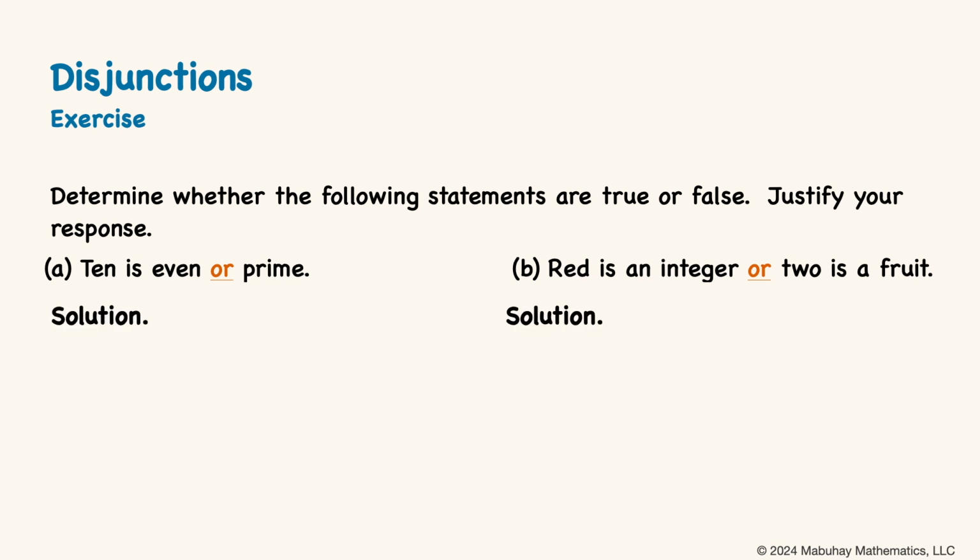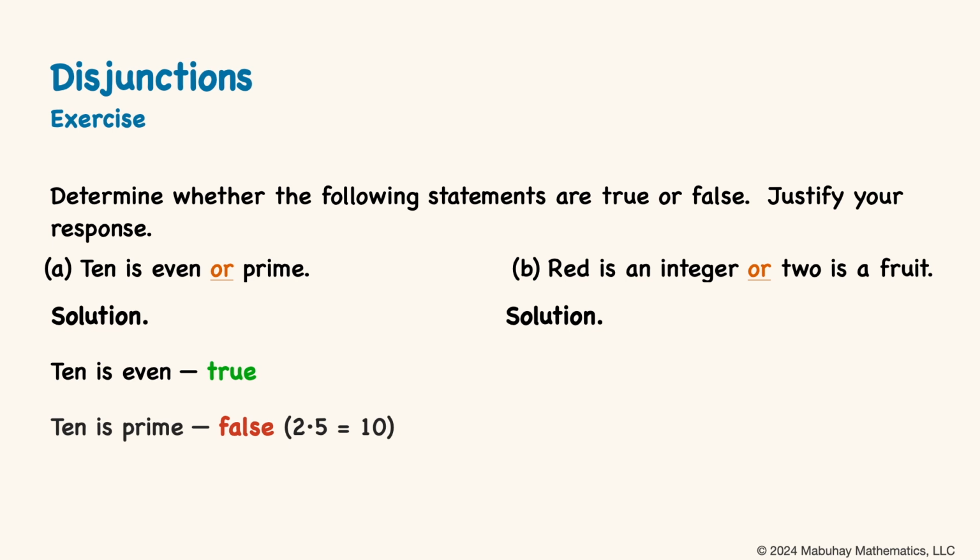So first up, part A, 10 is even or prime. 10 is even would be the first simple statement here, and that's true. Okay, 10 is an even number, it's a multiple of 2. Here it just says even or prime, so we have to infer what that second statement is. In this case, it would be 10 is prime. So what about that one? Is that true or false?